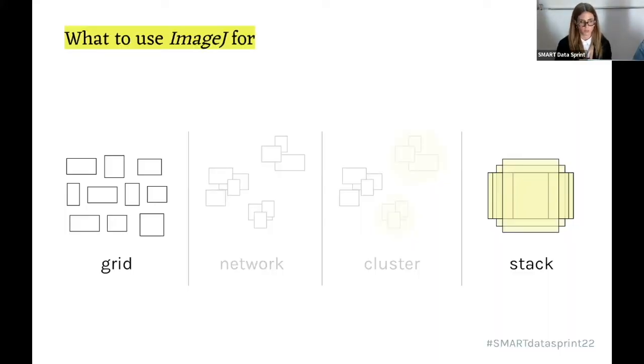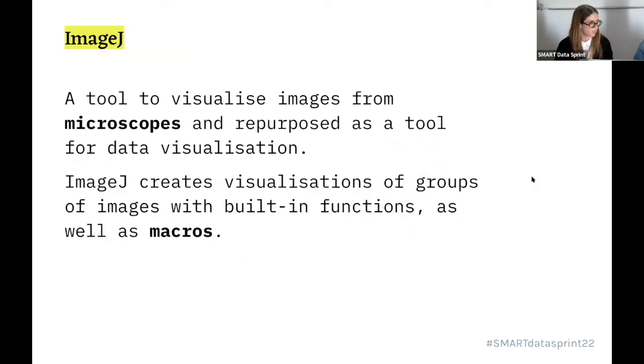ImageJ can be used to build grids and to build stacks. In the next minutes, we will be seeing how to build stacks and not grids, since we already used Imagesorter for the grids. But if in the future you need any help with grids, we're always here to help you. ImageJ was a tool that at first was used to visualize images from a microscope. Then it was repurposed as a tool for data visualization.